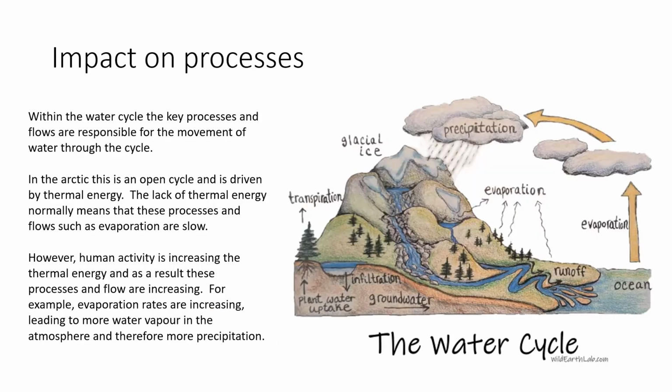So what has it actually done? Well, in terms of the water cycle, if we think about the processes and flows, that increase in thermal energy means that those processes and flows, things like evaporation and precipitation, are happening a lot more. We're getting more runoff because the environment is warmer.